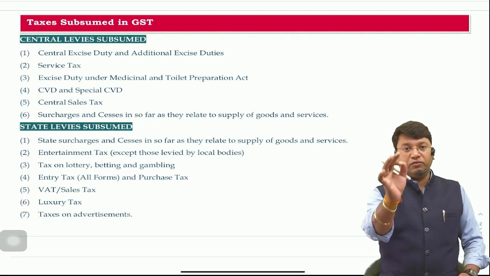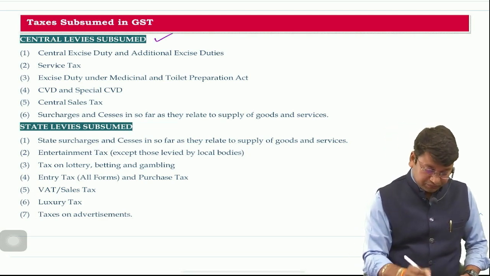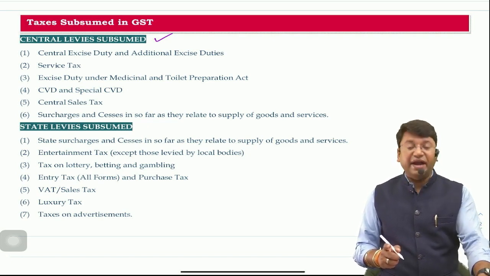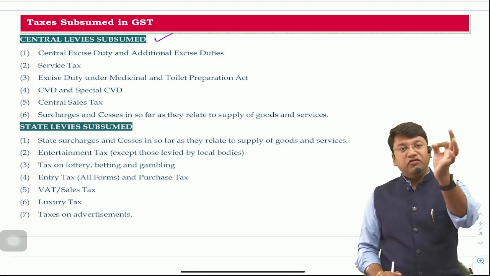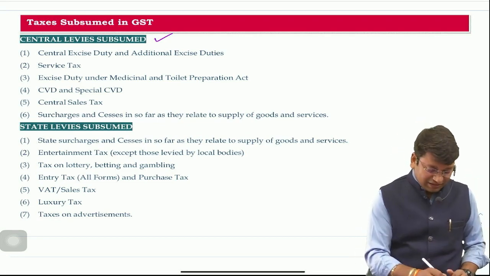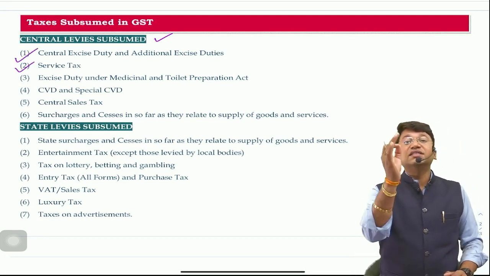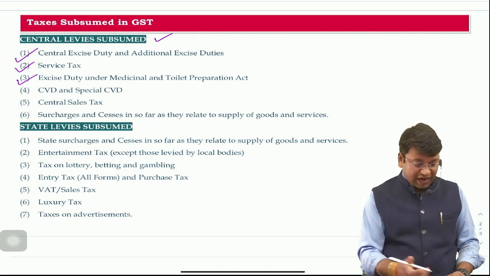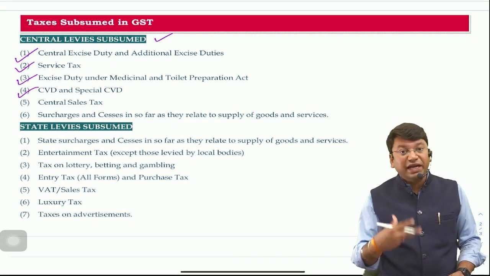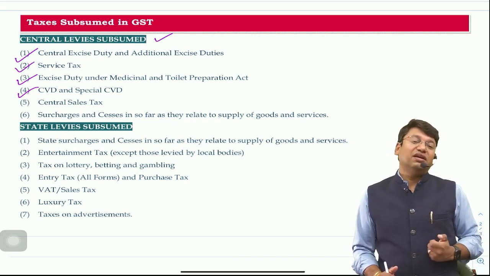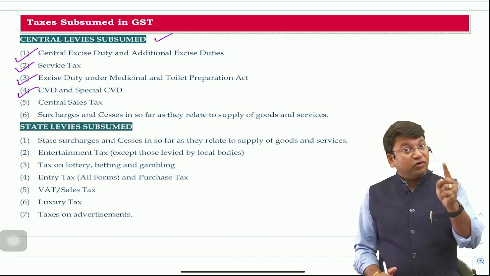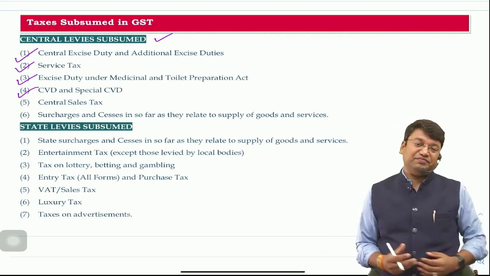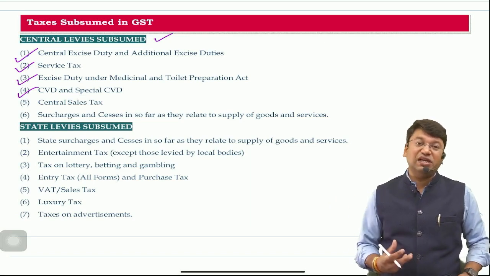First of all, what all central levies got subsumed? Central excise duty and additional excise duty, which was levied on manufacture of the goods. Then service tax, which was levied on services. Excise duty under the Medicinal and Toilet Preparations Act. CVD means countervailing duty, and special CVD, which was levied on import of goods as a special additional duty equivalent to VAT, which was called special countervailing duty.